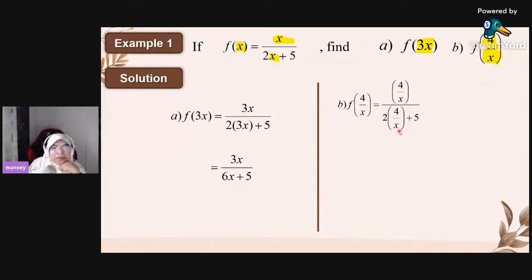Okay, so firstly, we are going to simplify our denominator. So this is 2 multiplied with 4 over x, plus 5. So that will become 8 over x plus 5, or we can say it's supposed to be 8 plus 5x over x. So we have 4 over x over 8 plus 5x over x. And then since we're dealing with a fraction, we can actually take the reciprocal, because we are dividing by a fraction. So it will become 4 over x multiplied with x over 8 plus 5x.